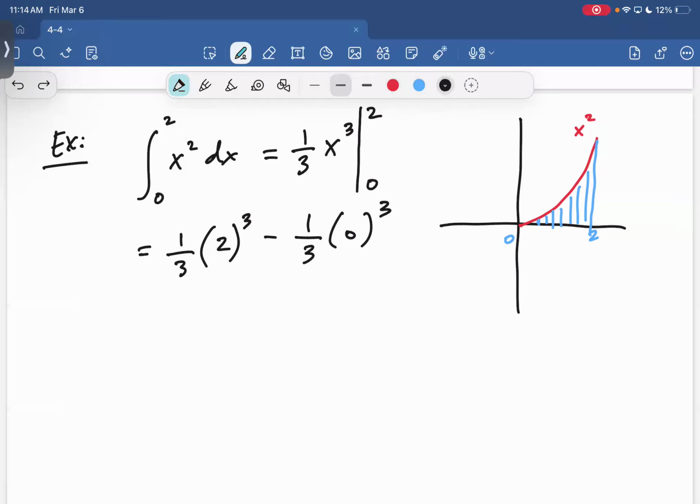Yeah, so you take the upper limit and you substitute it in, and then you subtract what you get when you substitute in the lower limit. And so the area under the curve, in other words, the value of this definite integral, would be 1/3 times 8 minus 0, which is just 8/3. So that tells us that 8/3 is this area here. That's a very interesting relationship between the derivative and the area under a curve, right?